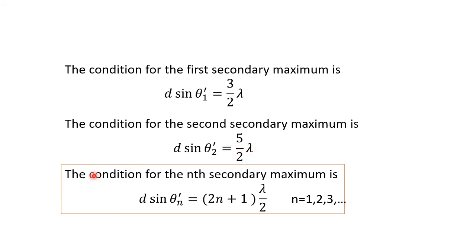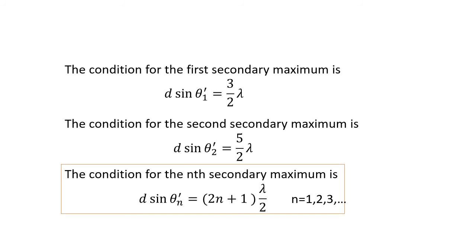Therefore, the condition for the nth secondary maximum will be d sin θn equals (2n+1)λ/2. You see, this is an odd multiple of λ/2, and here n is again a natural number starting from 1. So this is the required condition for your secondary maxima.